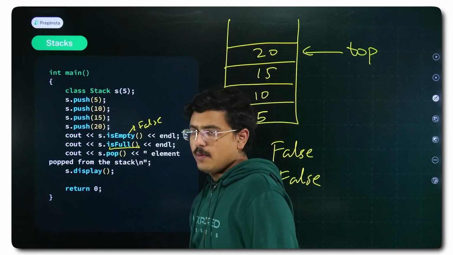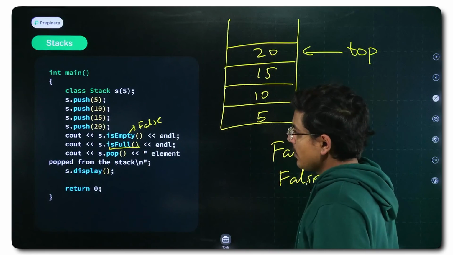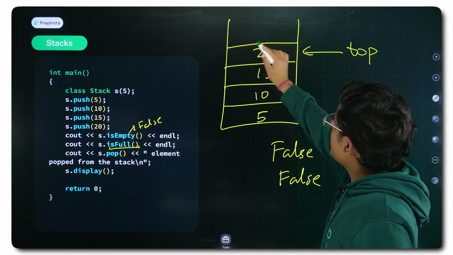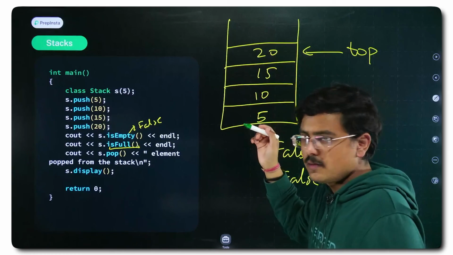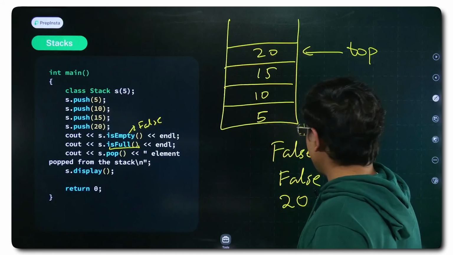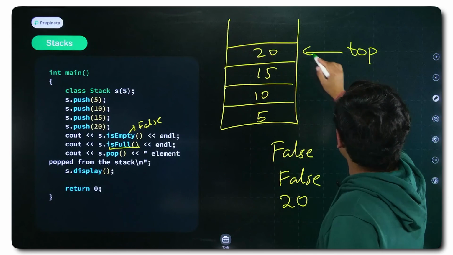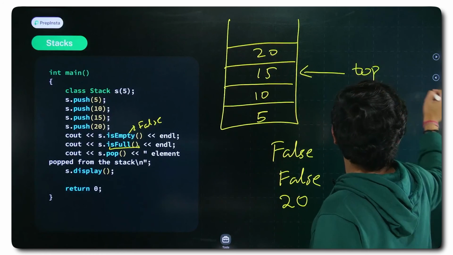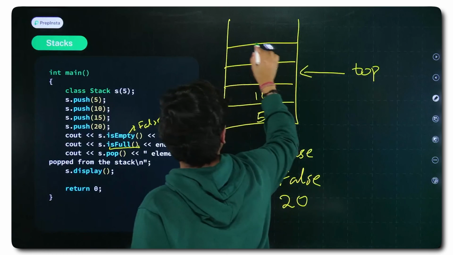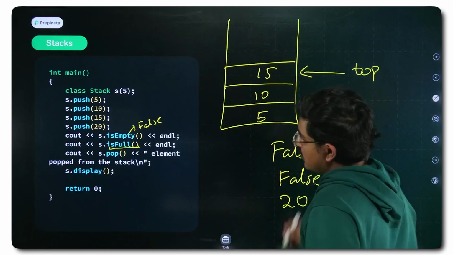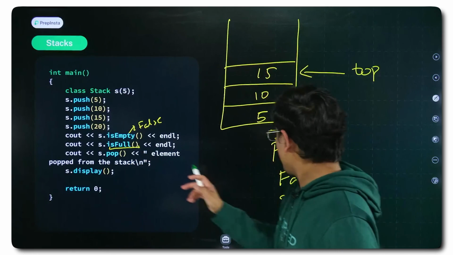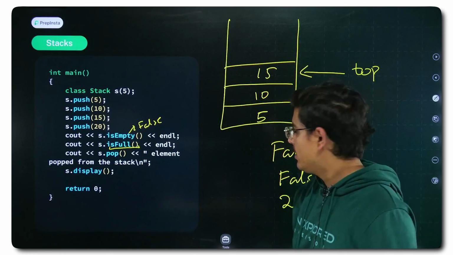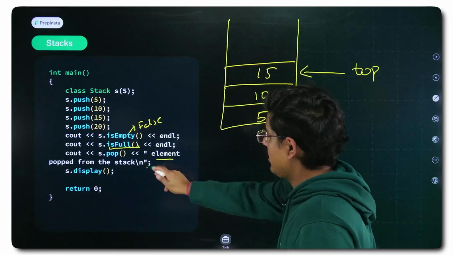Now I say pop, fine. When I pop, then in this case what will happen? Whatever is present on top would be popped, fine. So 20 would be printed out and the top would be decremented. Top would start pointing out here and we will forget this element, fine. So in this case you'll have this output: 20 element popped from the stack, fine. You will have this sentence also written in the output.